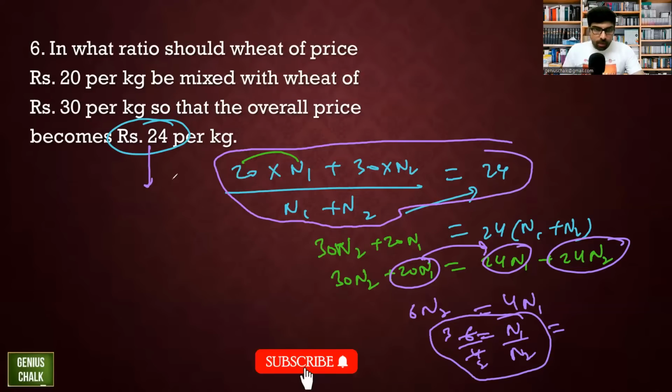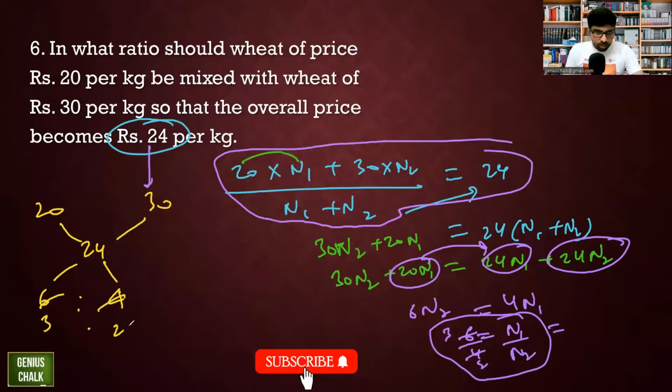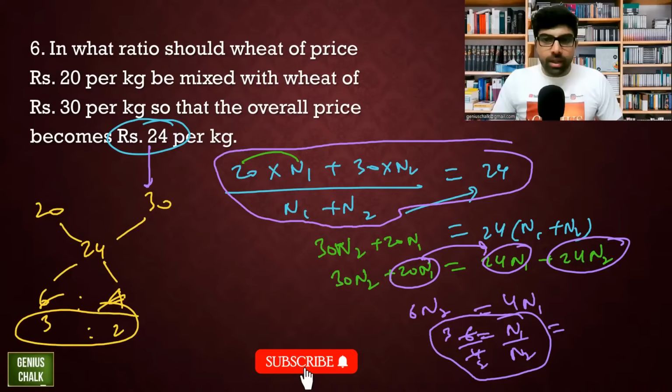Now what I'm doing is I'm just applying this method. Okay, first is 20 per kg, then 30 per kg. Overall is 24. Difference is 6, difference is 4. So you see how quickly I'm getting my answer. This is 3:2. So this is the benefit of the alligation method. It will help you to solve the question in very little time, right? So let's do some more questions based on alligation.